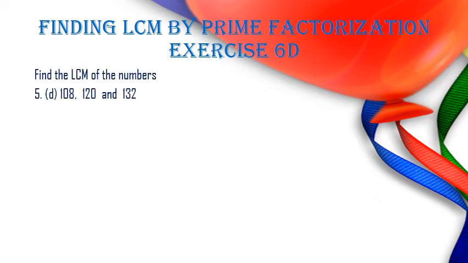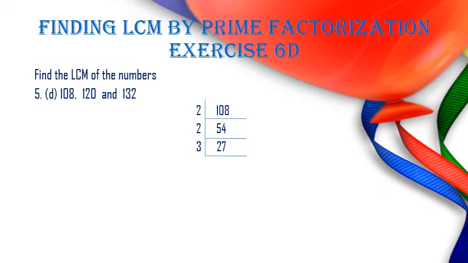Now children, let's come to question number 5, D part. Again, we have to find out the LCM of three numbers, which are 108, 120 and 132. So, let us do the prime factorization of 108. 108 divided by 2 gives 54. 54 divided by 2 gives 27. Now, 27 cannot be divided by 2.